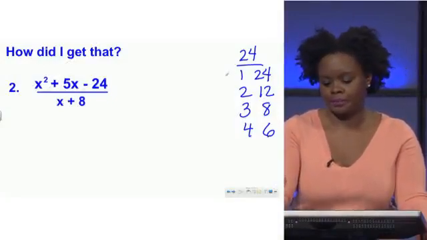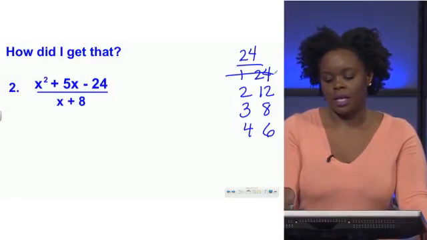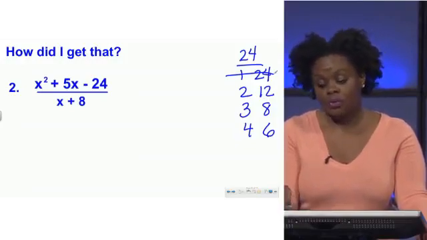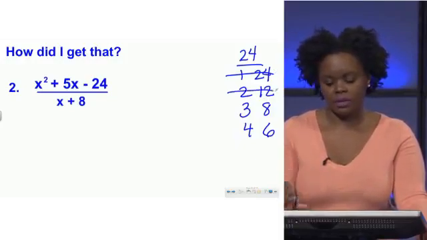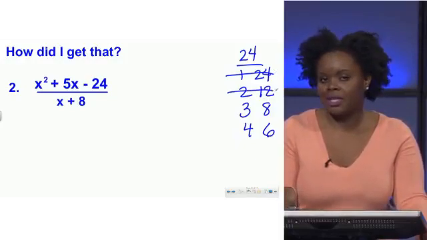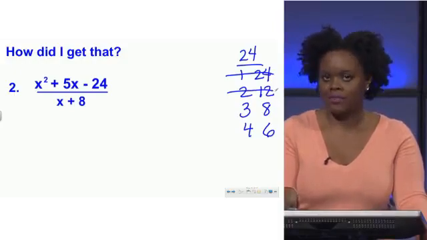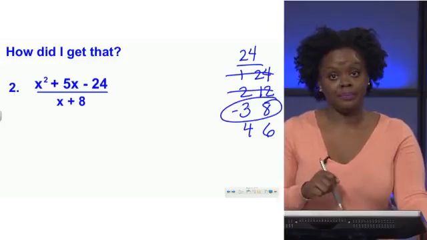Okay, 2 and 12, let's consider both cases. If the 2 were negative, it'd be a positive 10, and if the 12 were negative, it'd be a negative 10. So that's not the pair. Okay, I got a good feeling about this pair. If the 3 were negative and I combined it with a positive 8, I would get positive 5. Negative 3 plus 8 is positive 5. So this is the pair that I want.